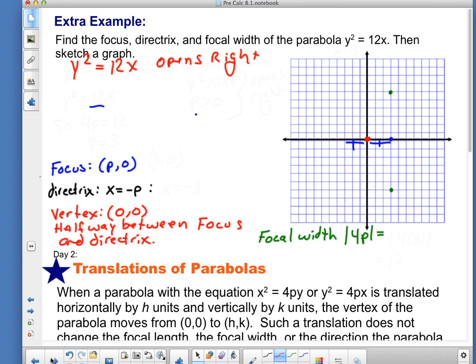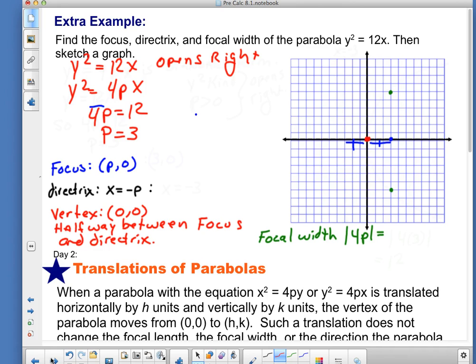Just because it's y squared equals positive 12x, it's going to open right. I know that the general form is y squared equals 4px. So 4p is equal to 12, which translates to p is 3. That tells me how far my focus is from the vertex, and a positive answer of 3 says it's 3 units to the right of the vertex.